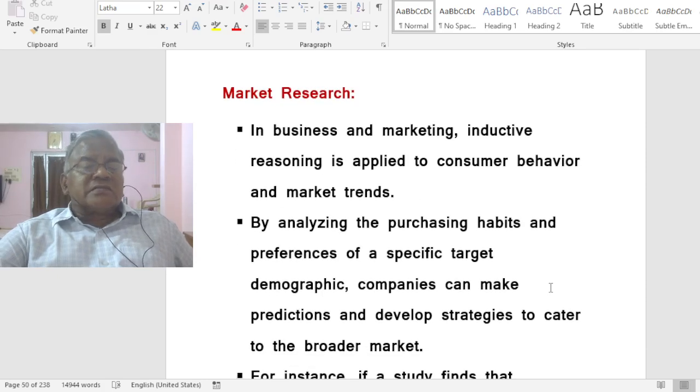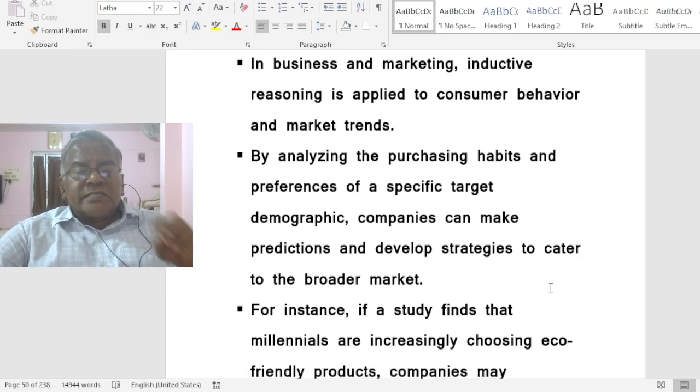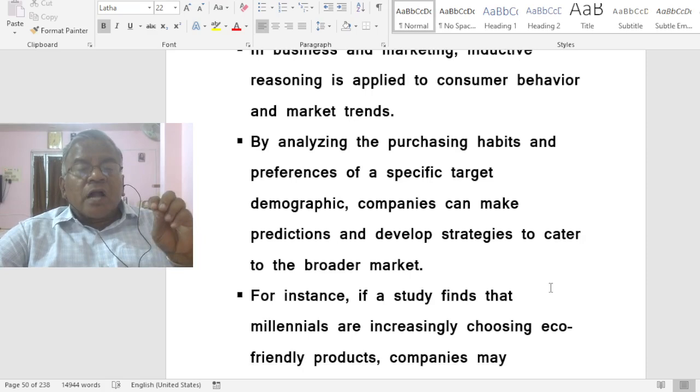Then market research. Inductive reasoning is used in market research also. In business and marketing, inductive reasoning is applied to consumer behavior and market trends. By analyzing the purchasing habits and preferences of a specific target demographic, companies can make predictions and develop strategies to cater to the broader market.